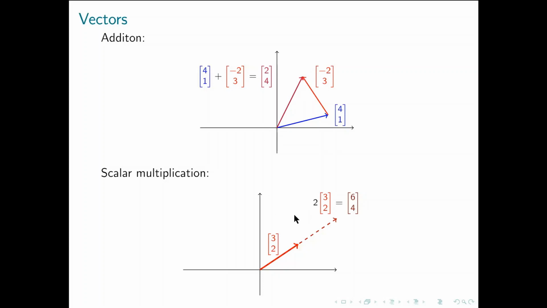Scalar multiplication is even more straightforward. You just take a vector and scale its length by the scalar. So the vector 3, 2 multiplied by a scalar of 2 becomes the vector 6, 4. It just lengthens by a factor of 2.